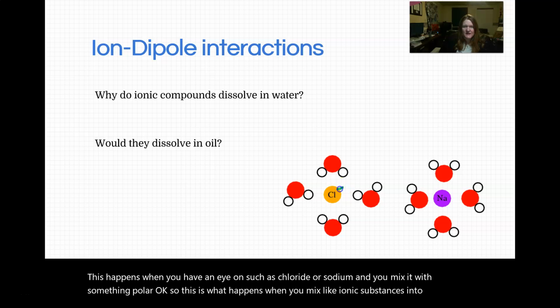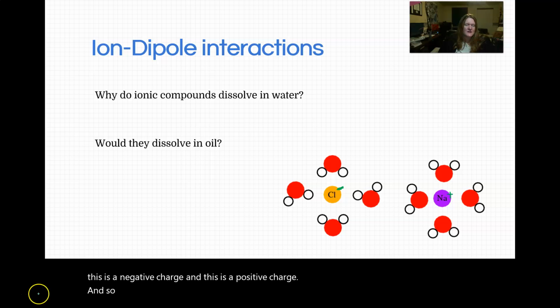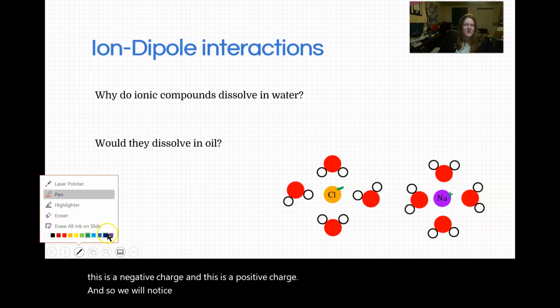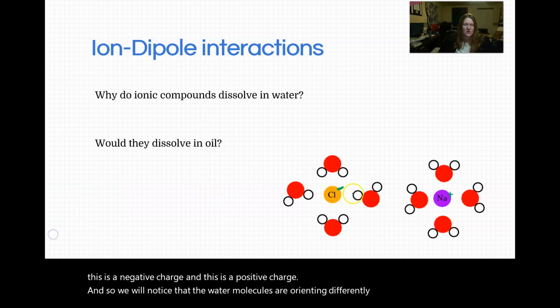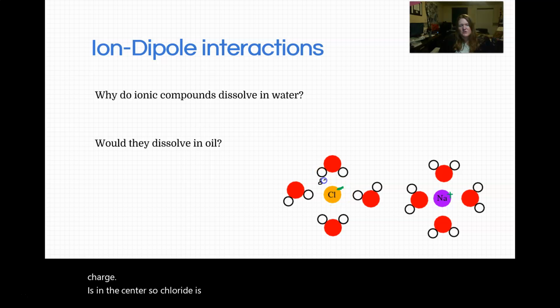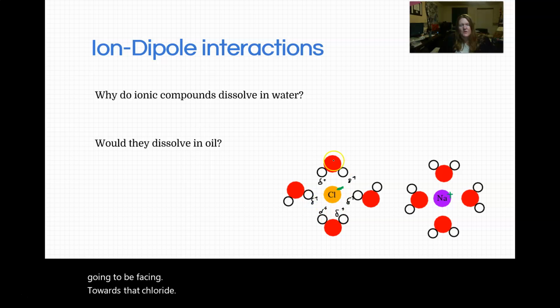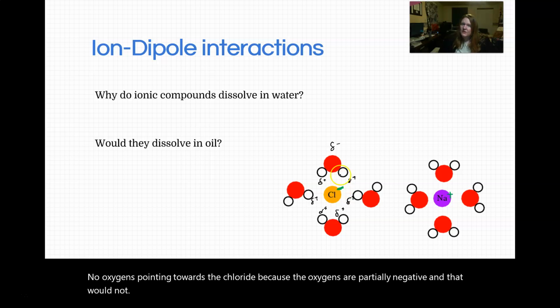Just to be clear, this is a negative charge and this is a positive charge. And so we'll notice that the water molecules are orienting differently depending on which charge is in the center. So chloride is negatively charged, so our partially positive sides of water are all going to be facing towards that chloride. No oxygens pointing towards the chloride because the oxygens are partially negative, and that would not be an attraction. That would be a repulsion, right?